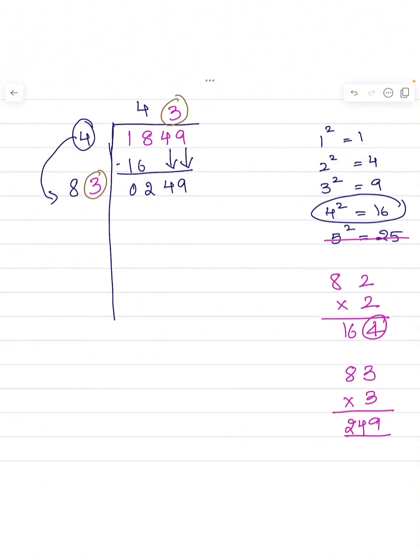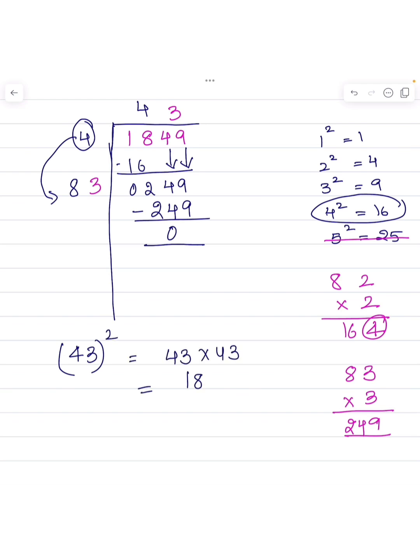So now I can say that 43 would be my answer. You can check your answer by multiplying 43 with itself, finding 43 squared, and see if you get 1849 or not.